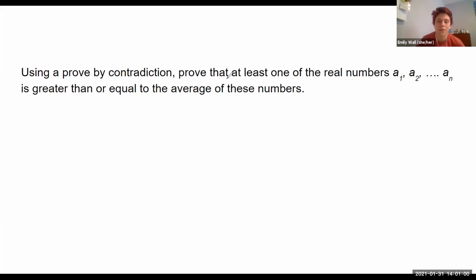Okay, what are we doing in this problem? Well, we're going to use a proof by contradiction, so we should look back at our notes of what that is. And we're going to prove that at least one of the real numbers, a1 through an, is greater than or equal to the average of these numbers.